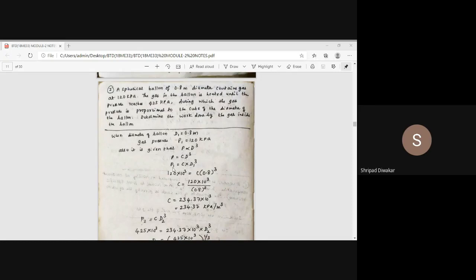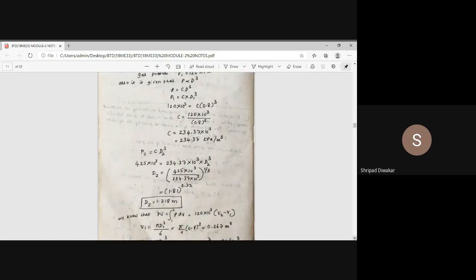From this, P1 is given 120 kilopascal, and D1 is given 0.8 meter. So we have to find out the value of C, which is nothing but the constant of proportionality. C is 120 into 10 to the power of 3 divided by 0.8 cube. So we are going to get the value of C as 234.37 into 10 to the power of 3. If we express in kilopascal, we can write the value of C as 234.37.